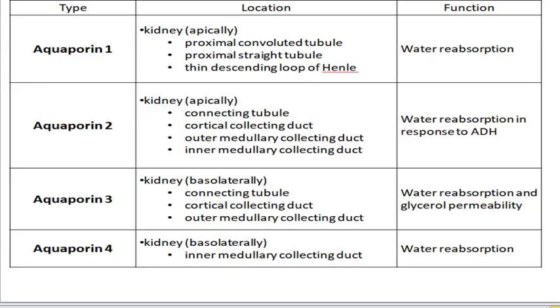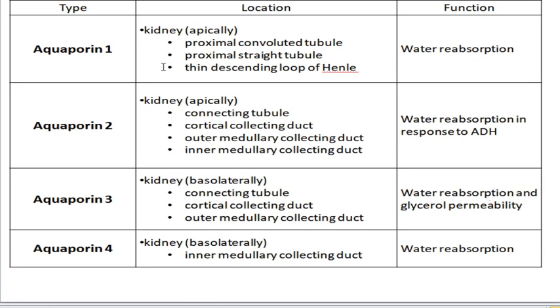Next, there are four types of aquaporin in the kidney. Aquaporin 1 and 2 are present on the apical side, whereas 3 and 4 are present on the basal side. All aquaporins are responsible for reabsorption, whereas aquaporin 2 is responsible for water reabsorption in response to ADH, and aquaporin 3 is responsible for water reabsorption. In addition, aquaporin 3 is also responsible for glycerol permeability into the cell.